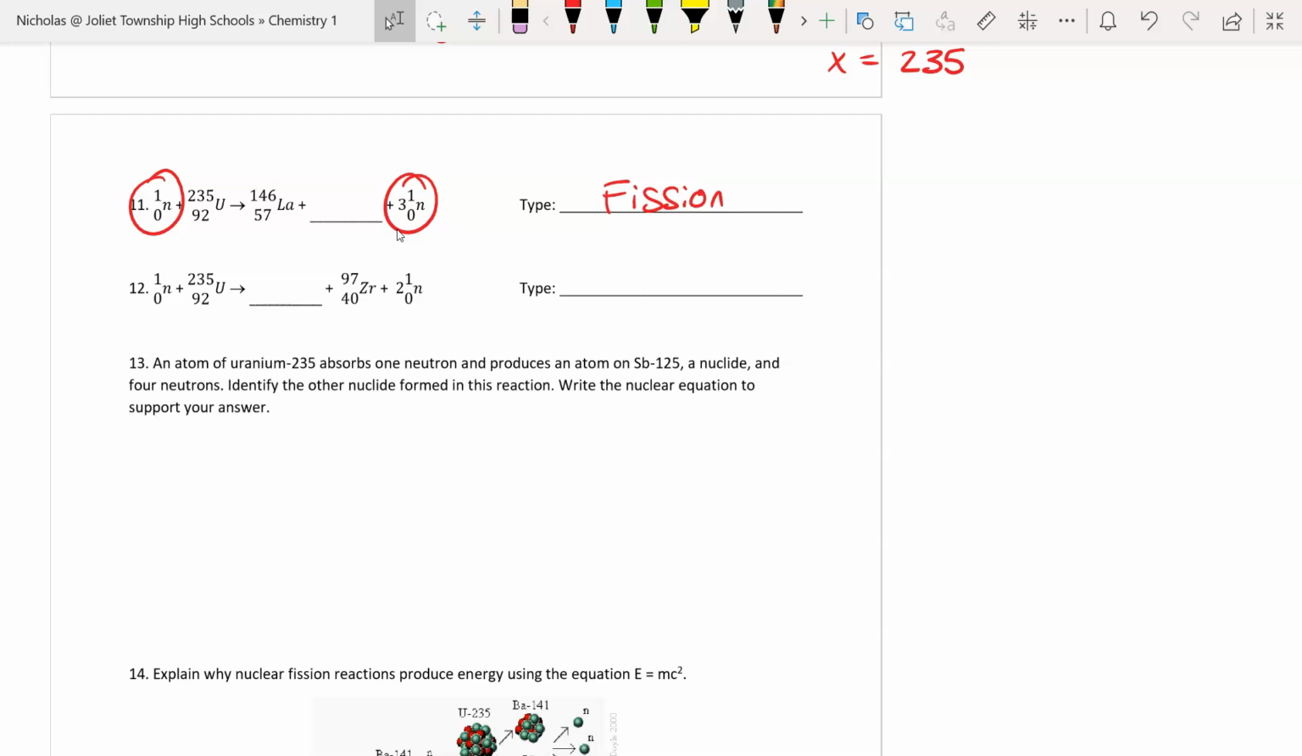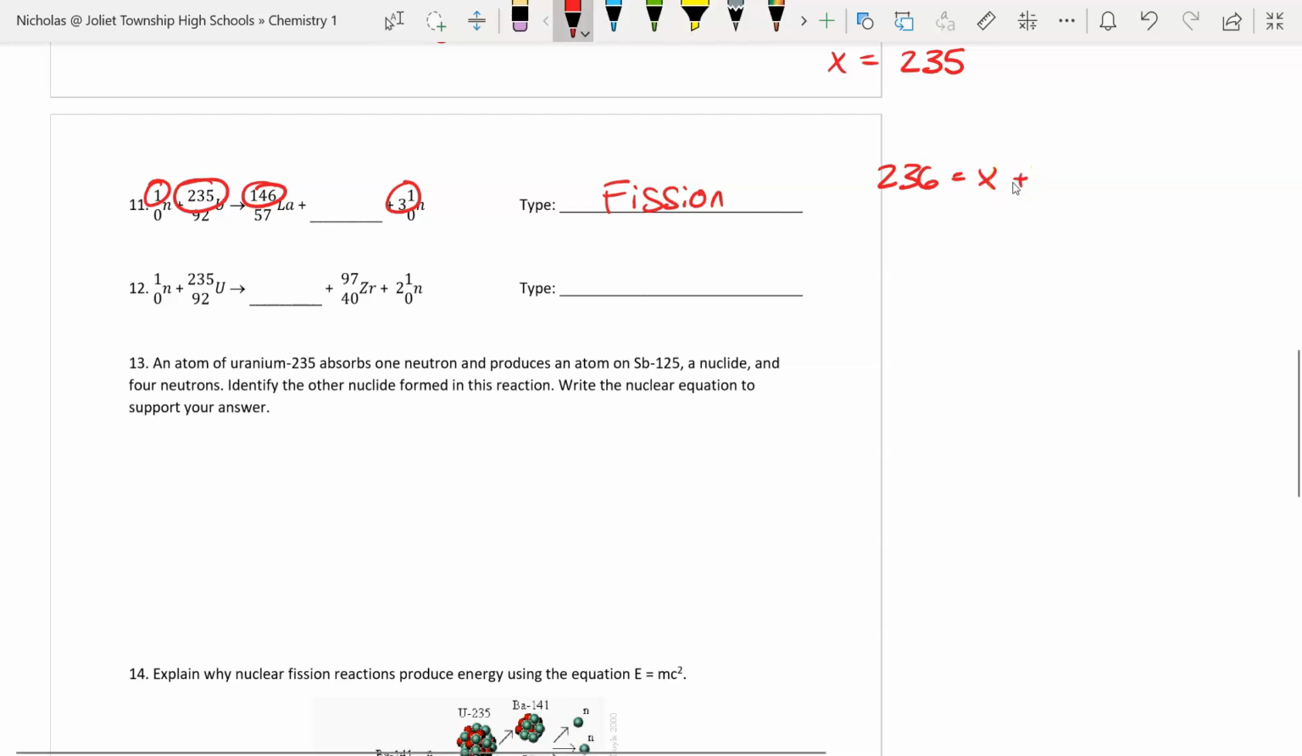So let's start with the masses. So I've got 1 and 235. That is 236. And then on the other side, we have 146 and 3 times 1. But don't forget we have our blank. So this is going to be, what, 146 and 3 is 149. Better use my calculator to make sure. So x is going to be 87. So 87 is our mass number.